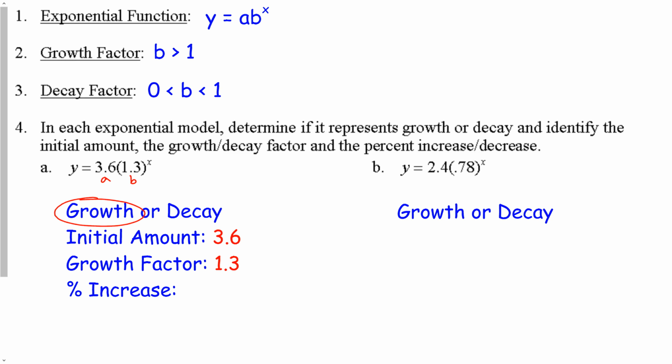Now, to find percent increase, you have to use this growth factor, and you have to think about this as a percentage. So if I think of 1.3 as a percent, that's 130%. And I think to myself, how much larger than 100% is that? So that would be 30% larger. So 30% is my percent increase.